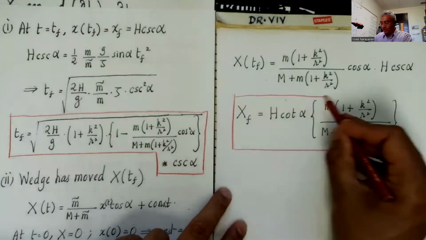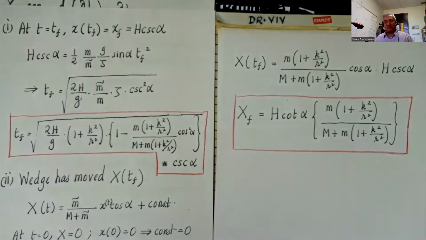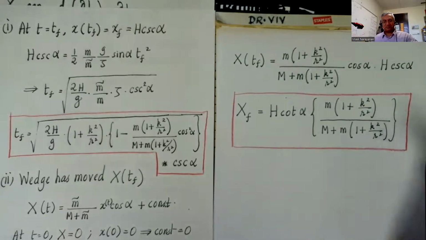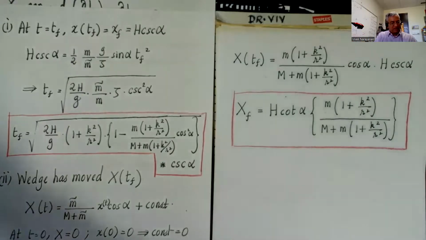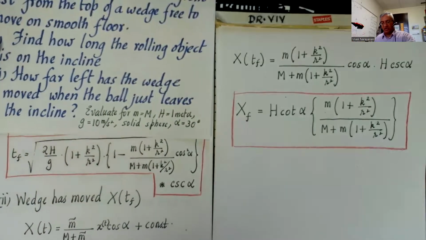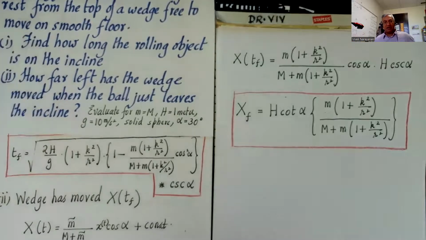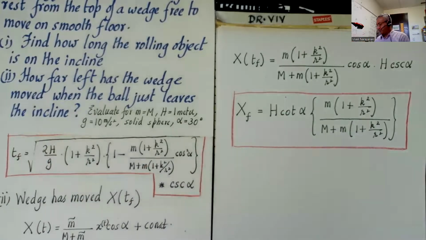In this way, we have solved a beautiful problem using Lagrangian dynamics. So all we have now got to do is to evaluate. The evaluation is for a special case of little m being equal to capital M, h equal to 1 meter, g equals 10, solid sphere, and alpha equals 30. My favorite value for acceleration due to gravity is 10, because then you don't have to worry about calculators and things like that. So let us proceed to do that.